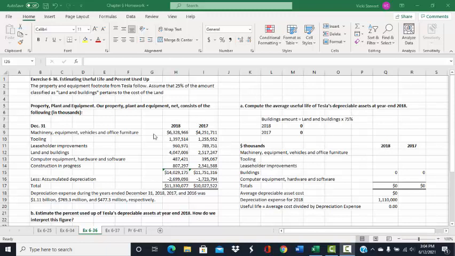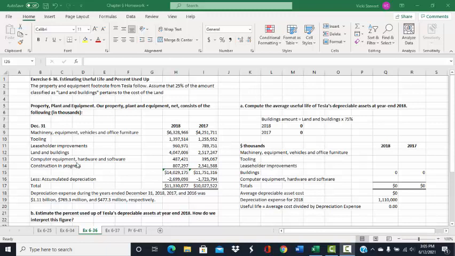So we go to our property, plant, and equipment footnote and we look at the items that are listed to determine which of these items would be depreciable. So we know that machinery and equipment, vehicles, and office furniture would be, tooling would be, leasehold improvements would be. We know from the information that the problem has given us that 25% of the land and buildings belongs to land, and we know that land is not depreciable, so we'll need to exclude that portion.